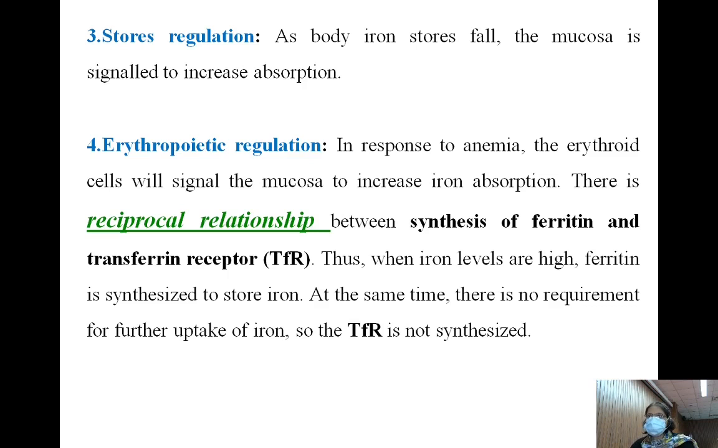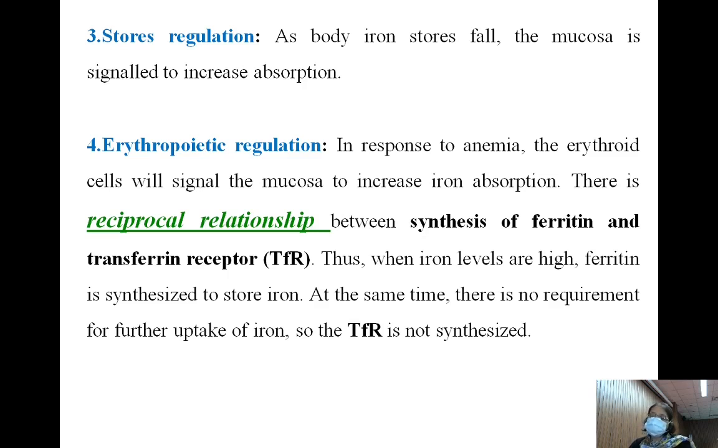There is a reciprocal, just opposite relationship between the synthesis of ferritin and transferrin receptor. Thus, when the iron level is high, ferritin is synthesized to store the iron. At the same time, there is no requirement of further uptake of the iron, so transferrin receptor is not synthesized.